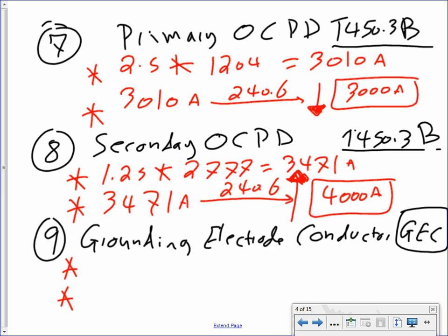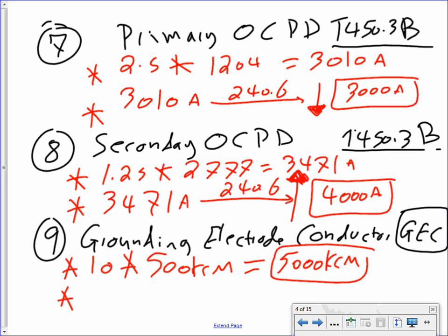Okay, grounding electrode conductor. Grounding electrode conductor, gentlemen, for this transformer. On the secondary side, we have 10 sets. You guys remember the 10 sets? Multiply them by the 500 kcmil. The grounding electrode conductor always goes by the secondary of the transformer, not the primary. That will get you 5,000 kcmil.